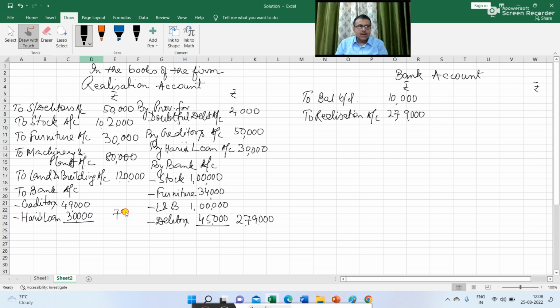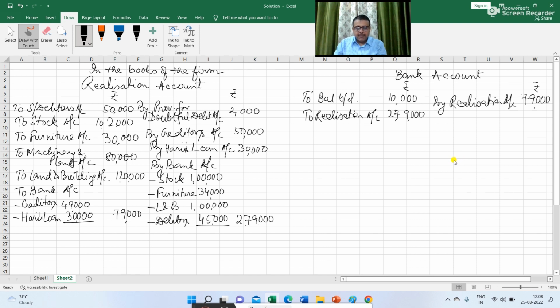So in the outer column, you have to record 79,000. So the amount which was paid to creditors and Hari's loan is rupees 79,000. So in bank account, you have to record by realization account 79,000.